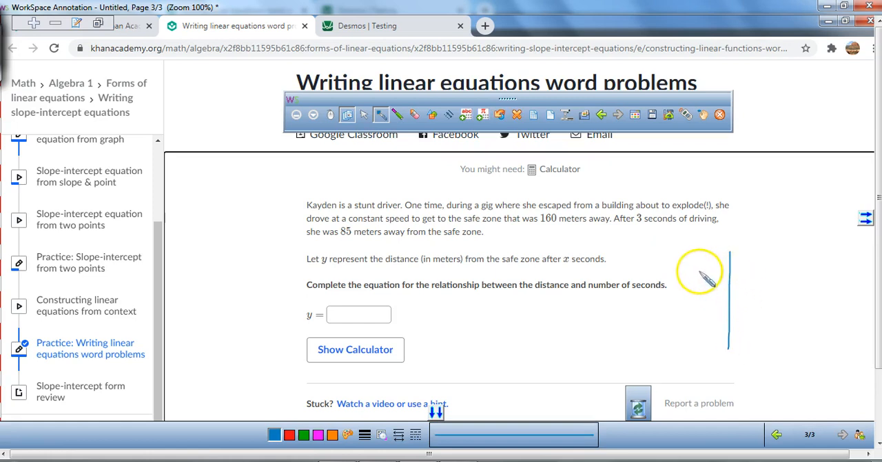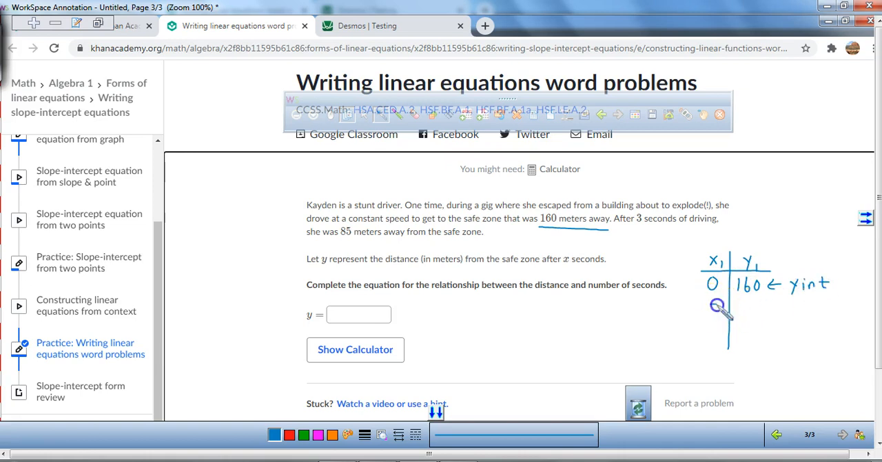But we're going to do something real quick. We're not going to do it all by hand. We're just going to go ahead and use Desmos. We're going to make a little table, x1, y1. We have 160 meters away after, that's how far away it is. Okay, so before she starts driving, so it's 0, we got 160. By the way, that's our y-intercept.